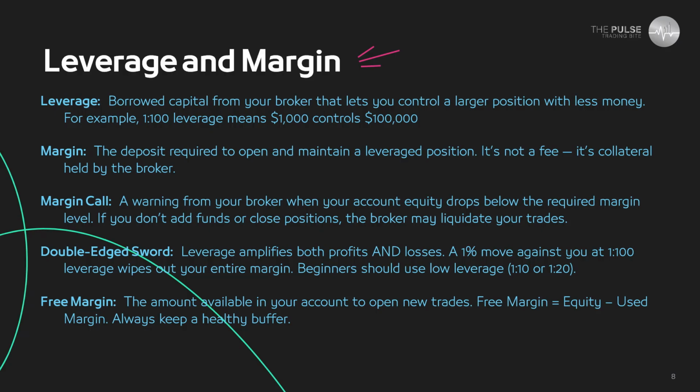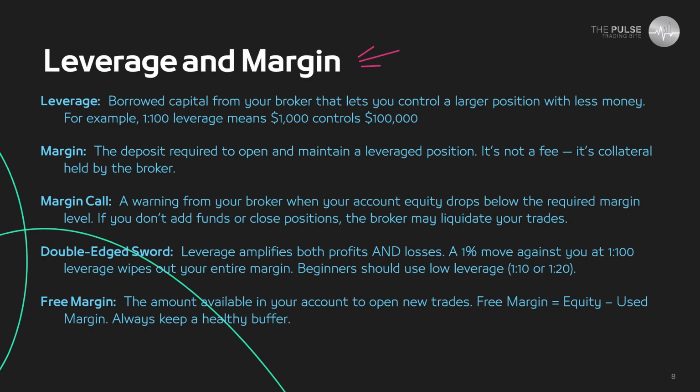It's a double-edged sword: leverage amplifies both profits and losses. A 1% move against you at 100 leverage wipes out your entire margin. Beginners, new traders, or learners should use low leverage. That's best for you while you are in the learning phase. Get 1 to 10 or 1 to 20 leverage.